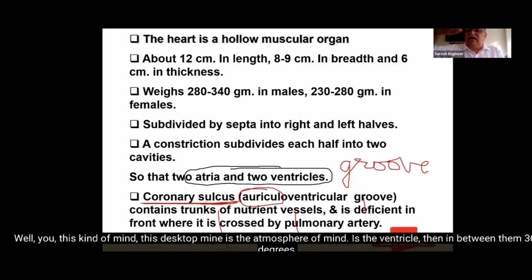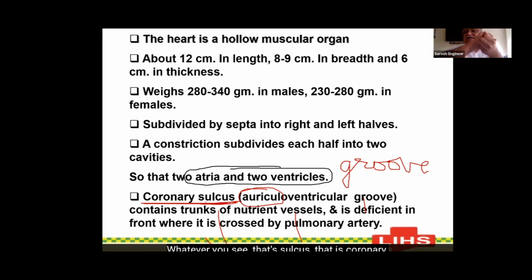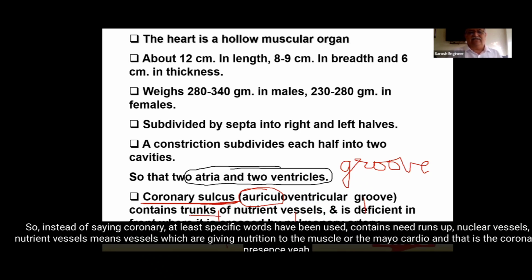So if this fist of mine is the atrium, and this fist of mine is the ventricle, then in between them, 360 degrees, whatever you see, that sulcus is the coronary sulcus. And in this coronary sulcus lie the coronary arteries. So instead of saying coronary arteries, specific words have been used.